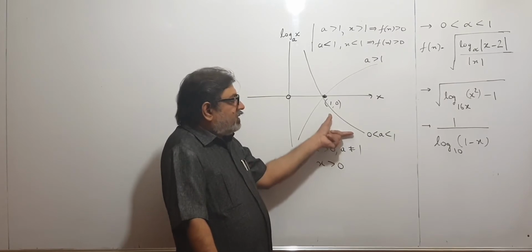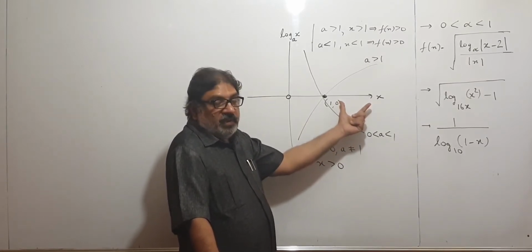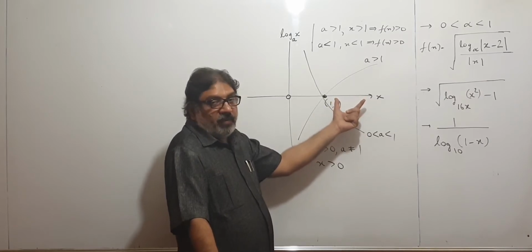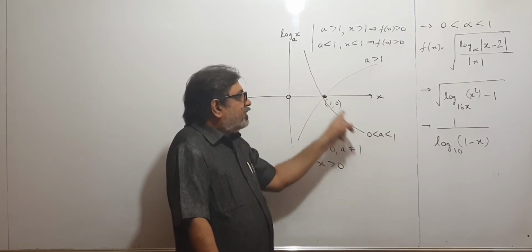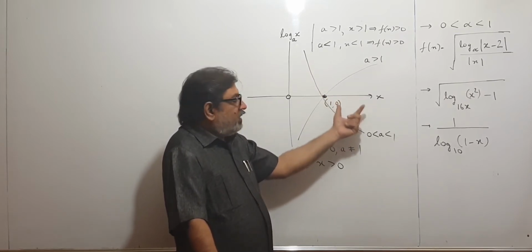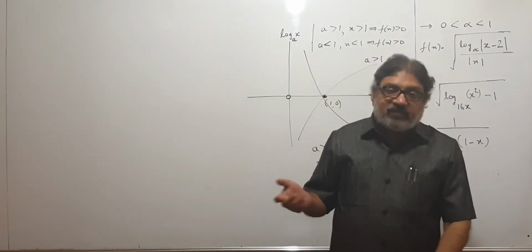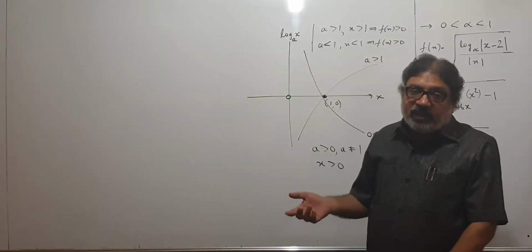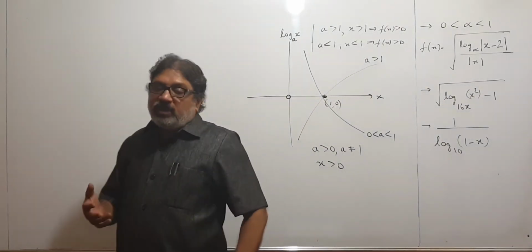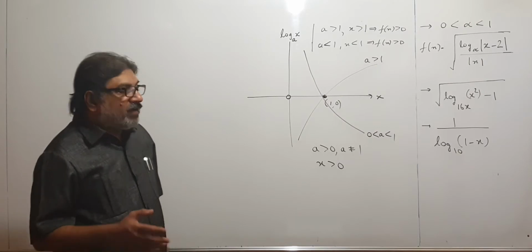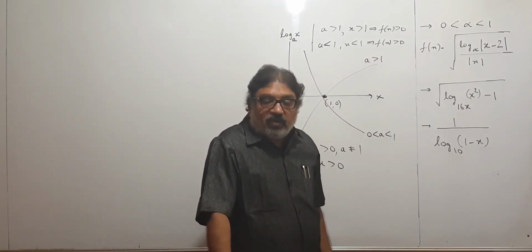When a is less than 1, meaning this graph, and x is more than 1, meaning this much region, for this graph when you look at x more than 1, the graph is negative. So when a is more than 1 and x is less than 1, or when x is more than 1 and a is less than 1, that means if one of a and x is more than 1 and the other is less than 1, then your graph will be negative. If both are more than 1 or both are less than 1, your graph will be positive.